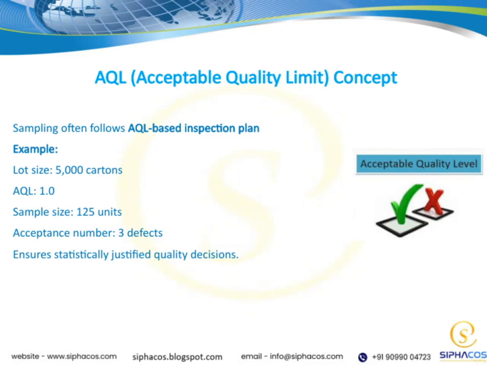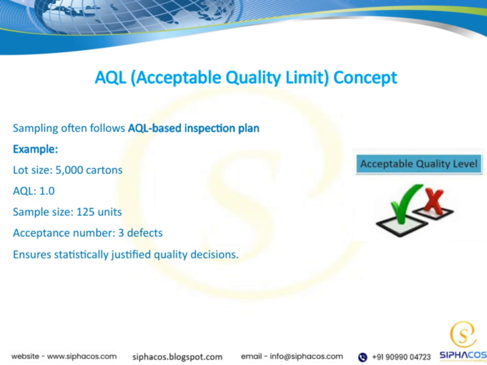Let's take a closer look at the AQL, or Acceptable Quality Limit, concept. This is a key part of quality control that helps us determine whether a lot of products meets the required standards. Often, sampling plans are based on an AQL to make these decisions more manageable and efficient.